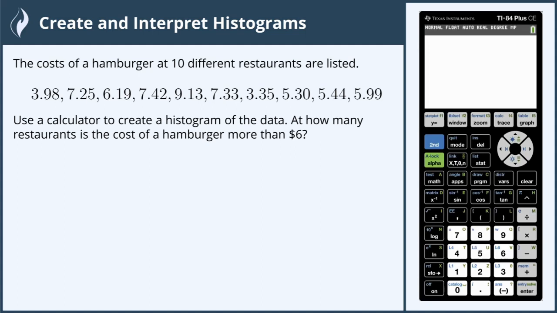The cost of a hamburger at 10 different restaurants are listed. We want to use a calculator to create a histogram of the data and then use that histogram to determine how many restaurants have a hamburger that costs more than $6.